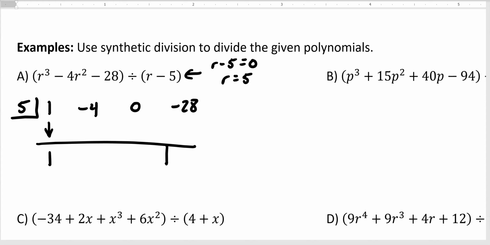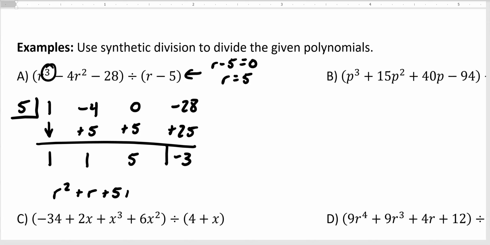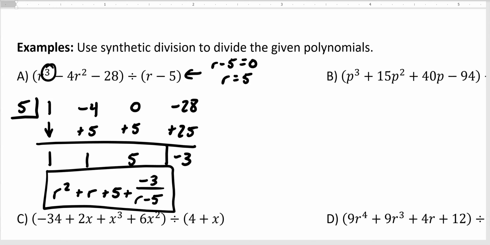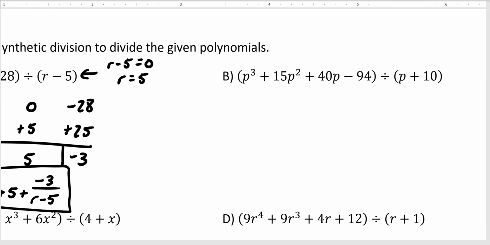Drop the first term. 5 times 1 is positive 5. Negative 4 plus 5 is 1. 5 times 1 is positive 5. 0 plus 5 is 5. 5 times 5 is positive 25. Negative 28 plus 25 is negative 3. Remember, we always go one term less. So we have 1r squared plus 1r plus 5 plus negative 3 over r minus 5. Very cool, it's such a fast, efficient way. Of course, it only works for certain polynomials, where our divisor has to be in that form.